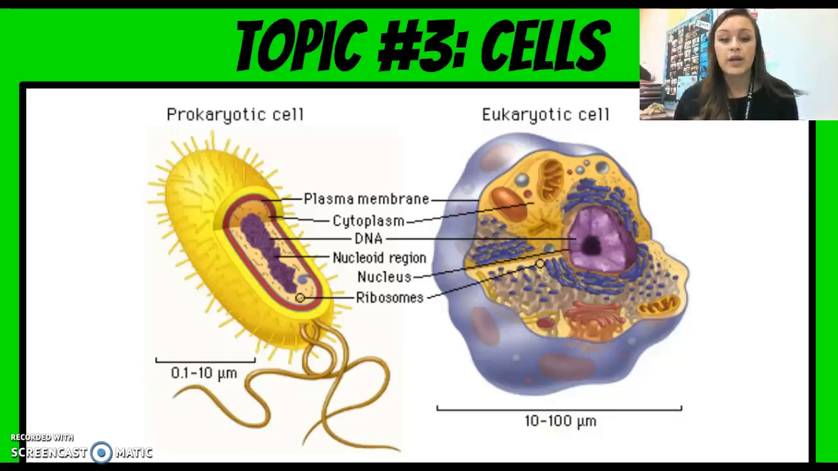When we look at a prokaryotic and eukaryotic cell, we need to understand that there are a few things that all living cells have in common. 1 is the cell membrane, 2 is the cytoplasm, 3 is the fact that they have DNA, and then 4 that they have ribosomes. So all living things have a cell membrane, cytoplasm, DNA, and ribosomes.